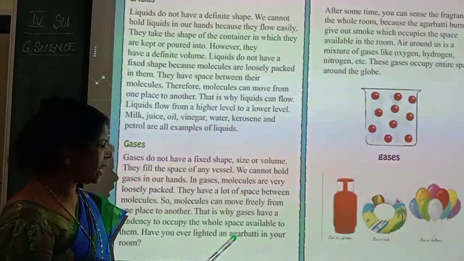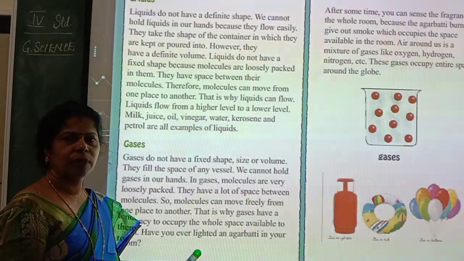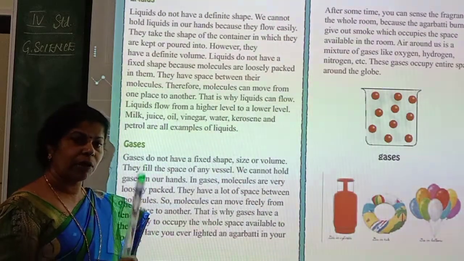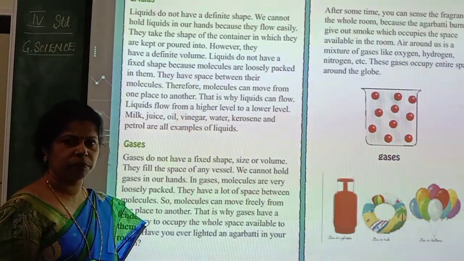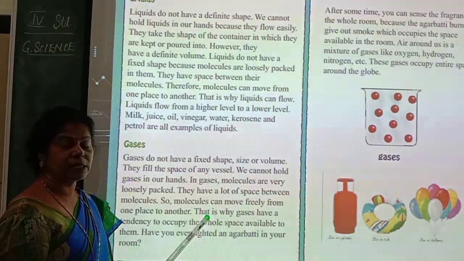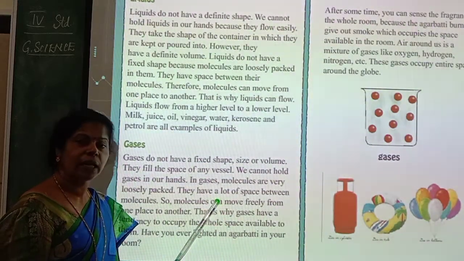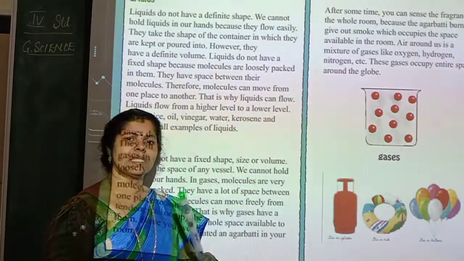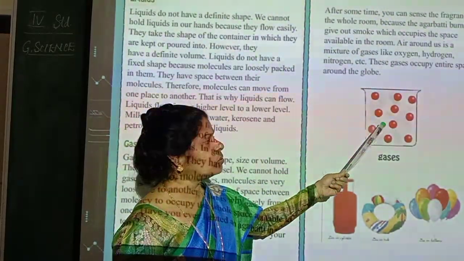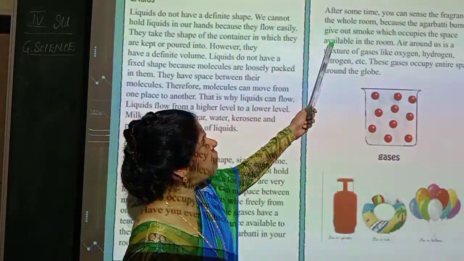Have you ever lighted an agarbatti in your room? If you light an agarbatti in any corner of the room, you can see that the smell spreads to the whole room, isn't it? Even outside your room also, isn't it? Why? Because the smoke which comes out from the agarbatti is in the gaseous form. So what happens? It can move easily. Why? The molecules are independent here. They are loosely packed.